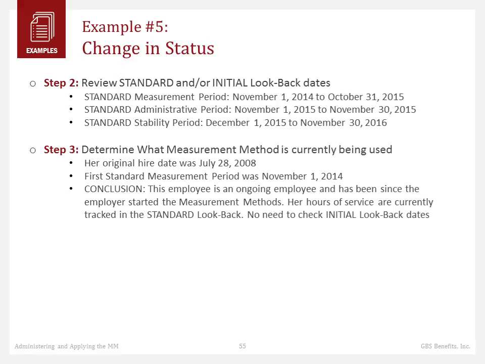So step 3 is determine what measurement method is currently being used. Her original hire date was July 28th, 2008. The first standard measurement period for this particular employee was November 1st, 2014. So this employee is an ongoing employee and has been since the employer started the measurement method. So her hours of service are currently tracked in the standard look back. There was no need to check initial look back dates, and there's actually no need to check on the monthly because she was with this employer at the time they started this measurement method process.